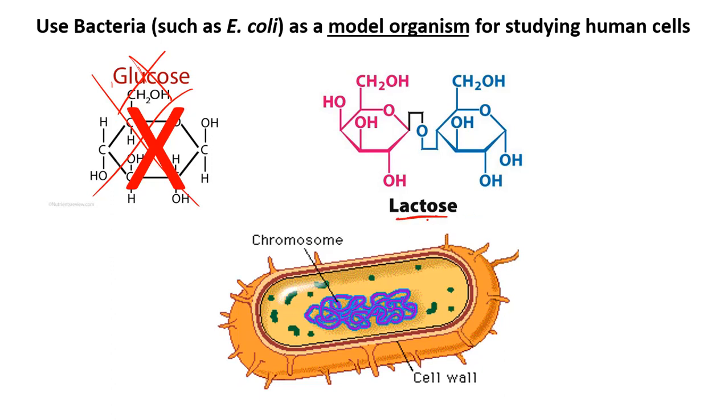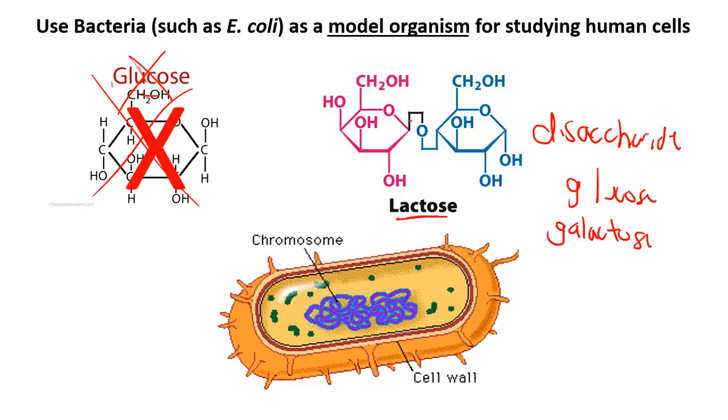Lactose is kind of like the broccoli, and E. coli is like, ugh, well, I'll eat it if I have to. If there's nothing else around, I'll eat lactose. So lactose is actually a disaccharide. It's made up of two sugars, one glucose. So one of the sugars is glucose like this. The other sugar is galactose. And so you can see they're held together by this bond.